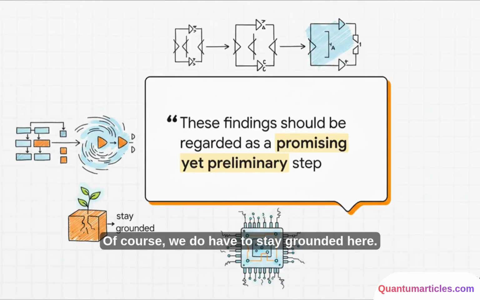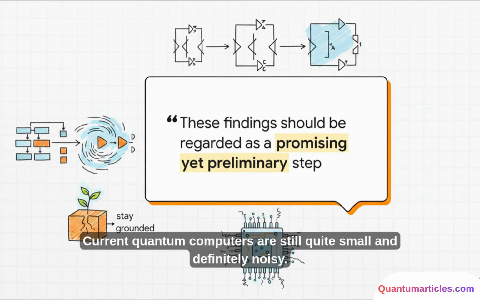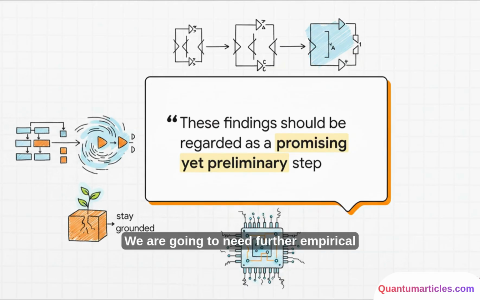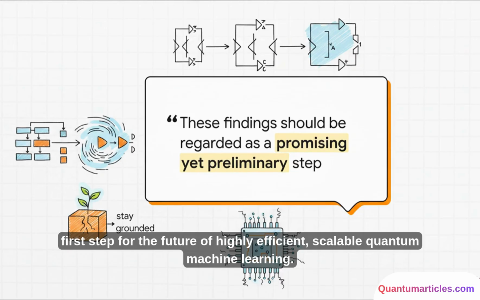Of course, we do have to stay grounded here. As the researchers themselves note, these findings are a promising yet preliminary step. Current quantum computers are still quite small and definitely noisy. We are going to need further empirical validation as the hardware scales up. But still, it is an absolutely incredibly exciting first step for the future of highly efficient, scalable quantum machine learning.